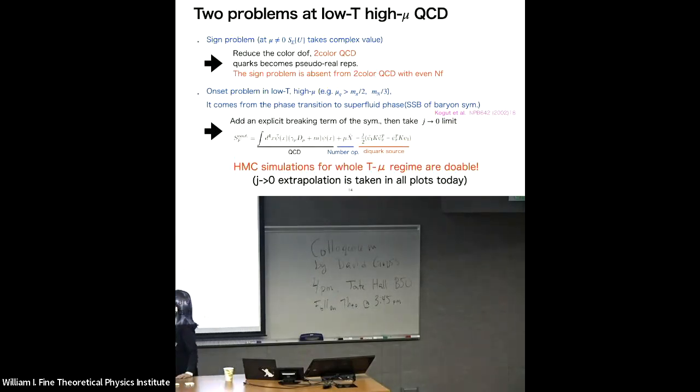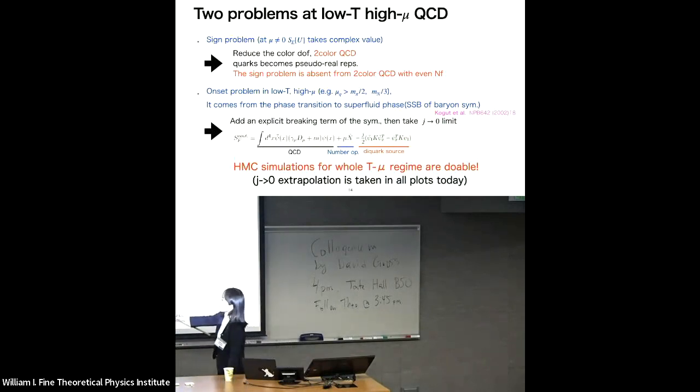However, here we avoid the sign problem. Once we reduce the color degree of freedom to 2-color QCD, then quarks are in a fundamental representation of SU(N) gauge theory. So in the case of SU(2) gauge theory, quarks become a pseudo-real representation. Then the sign problem is absent from the two-color QCD with an even number of flavors.